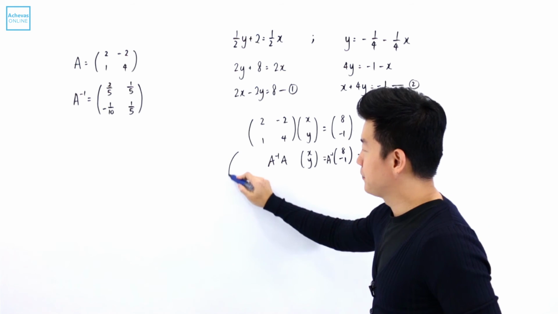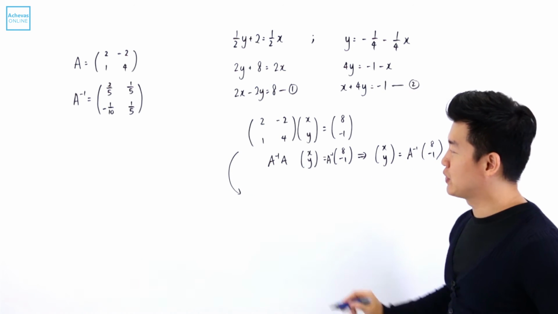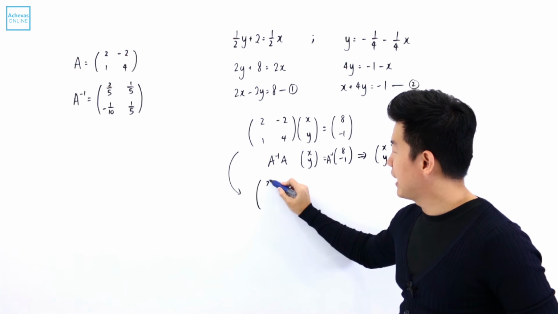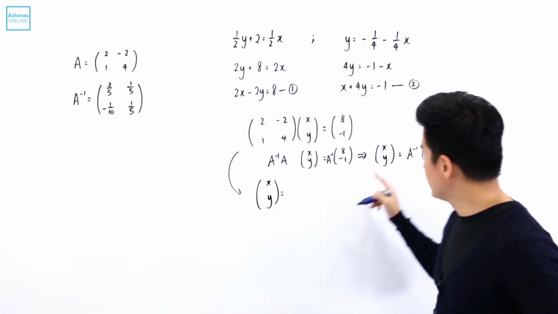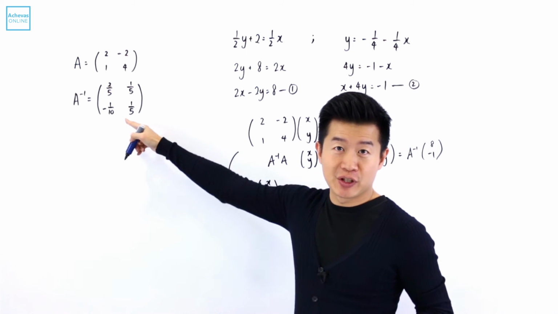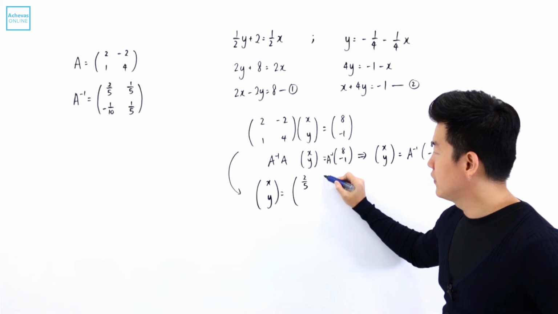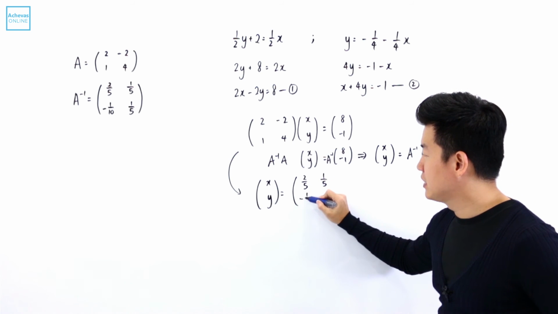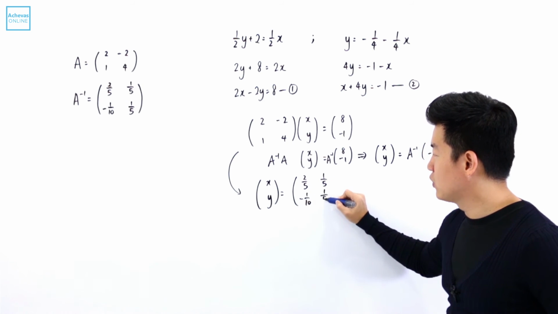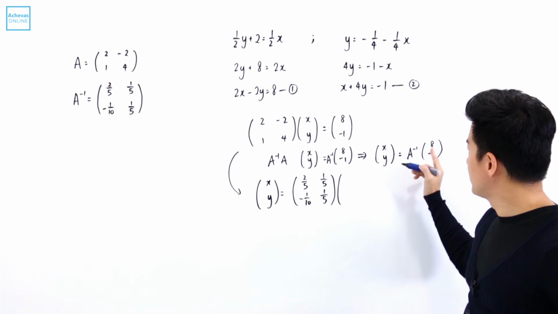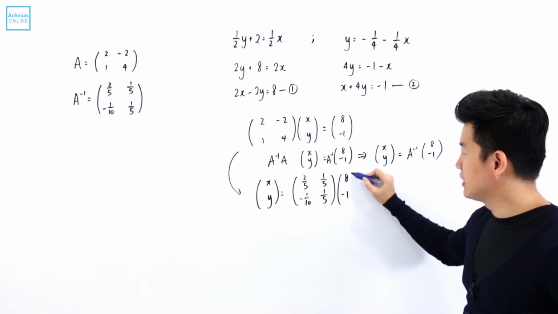So from here, the next step that I'm going to write is x, y is going to be equal to A inverse, which was found in the first part of the question. It is 2 over 5, 1 over 5, minus 1 over 10 and 1 over 5. And this is to be multiplied to 8 and minus 1.